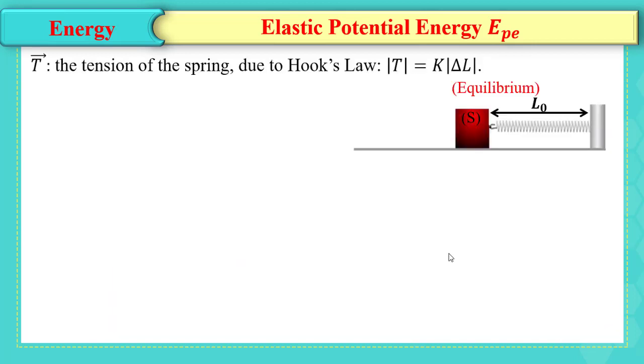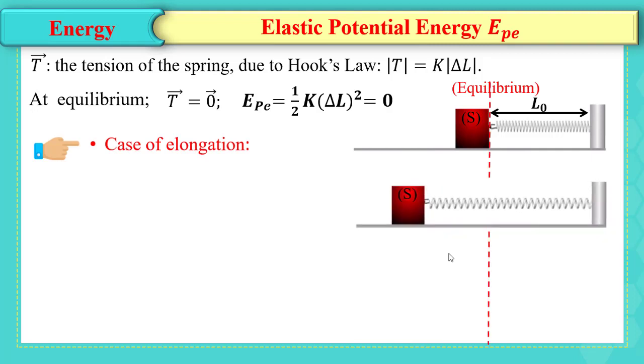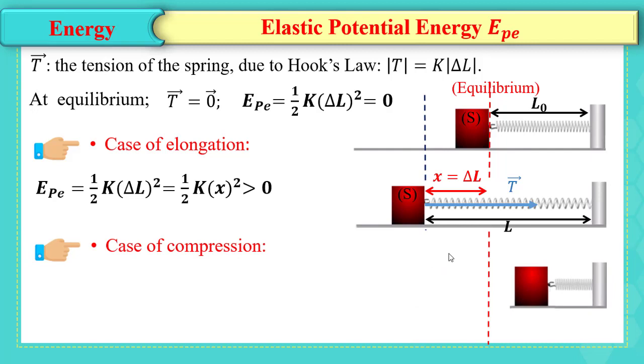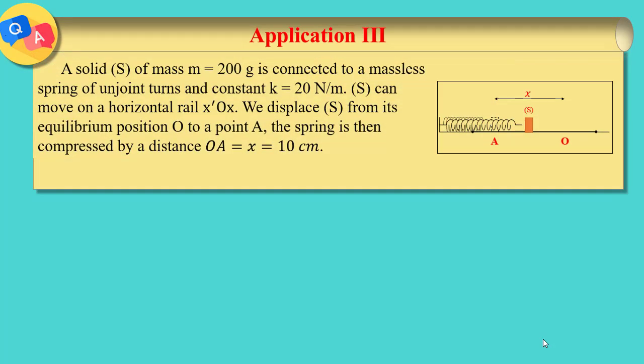A force of tension is applied to this spring. Due to Hooke's law, the absolute value of T is given as K times the absolute value of delta L. At equilibrium, the tension is 0, and the elastic potential energy, half K delta L squared, is 0 since there is no elongation and no compression. In case of elongation, the length increases, and the expression of elastic potential energy, half K delta L squared, is positive. In the case of compression, L decreases. Here we also have half K delta L squared, and it is positive since we are squaring delta L in both cases.